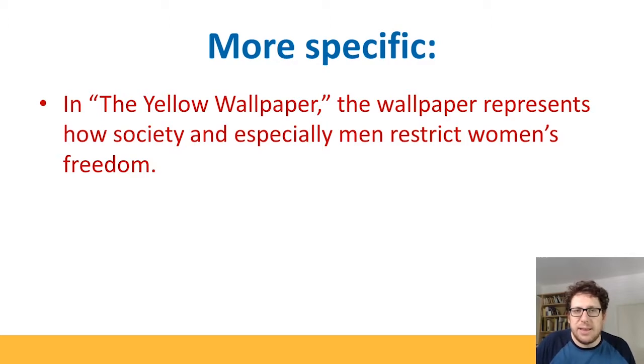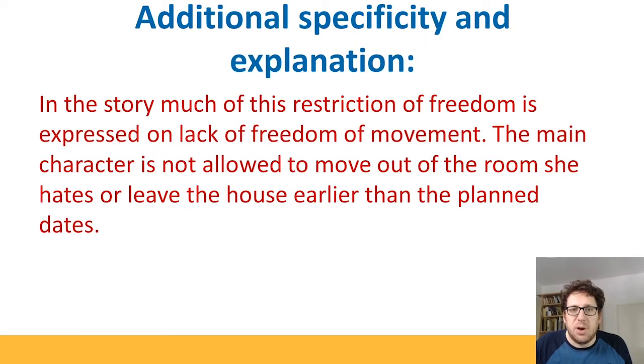So you can even add the restriction to the story, and the next sentence would be additional explanation and additional restrictions. In the story, much of this restriction of freedom is expressed in lack of freedom of movement, right? Not just any kind of freedom, not freedom of thought, not freedom of the press, but freedom of movement, not being able to go out of the house. The main character is not allowed to move out of the room, or leave the house earlier than the planned date, right?